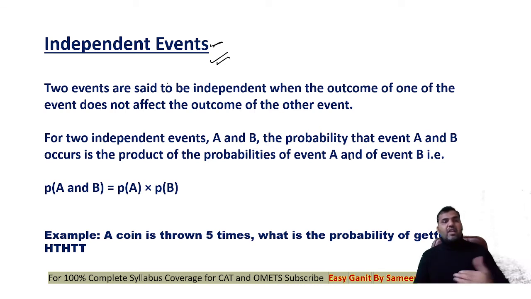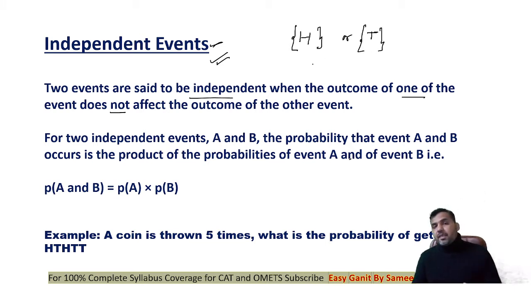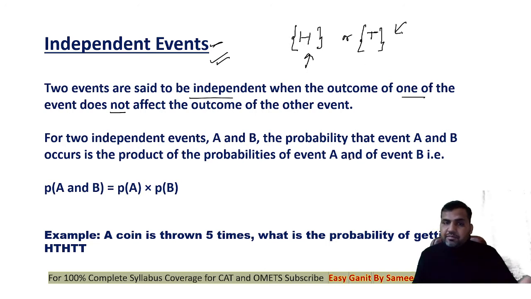Now, what is an independent event? Two events are said to be independent when the outcome of one of the events does not affect the outcome of the other event. What is the meaning of it? Very simple to understand. Let's understand an example. If I'm flipping a coin, I know that on flipping a coin, I'll be getting the outcome as head or tail. So these are the two possible outcomes on flipping a coin. Now, does the happening of head on flipping a coin prevent the happening of tail, right? So if I'm getting head, tail cannot happen. If I'm getting tail, head cannot happen, right?